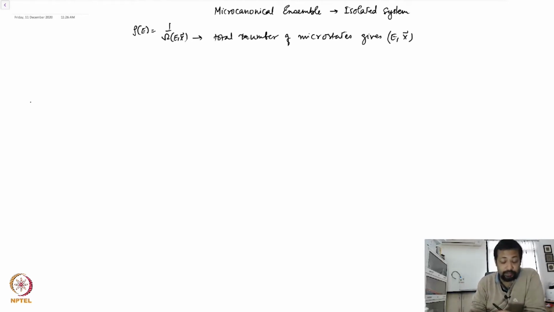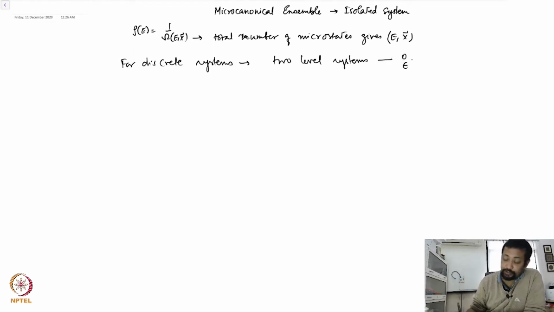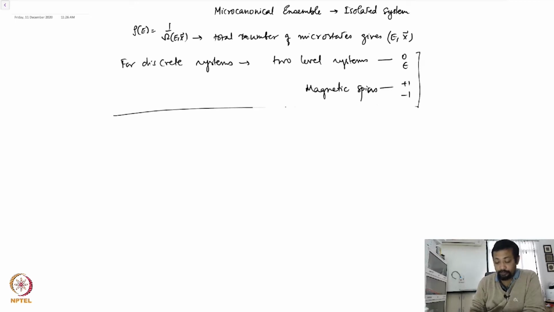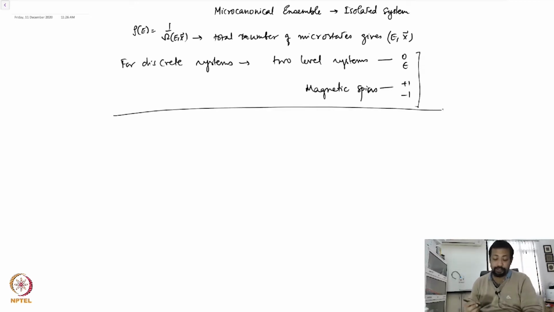Now the examples that we did in the last two lectures were for discrete systems. We looked at two-level systems, which were of main interest, and correspondingly, in one case we had 0 and epsilon, and in the second case we had the magnetic spins, which could take +1 and -1 values. Now we want to look at the case where my microstate can take continuous values, the ideal gas.